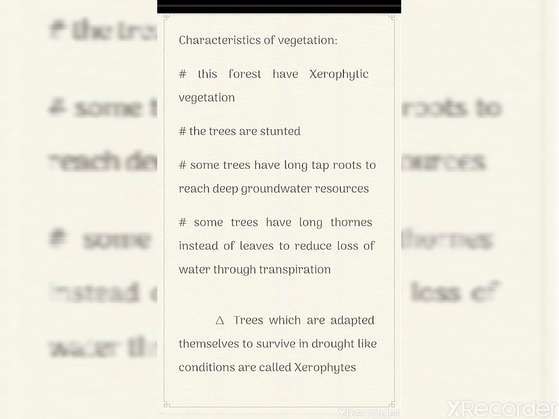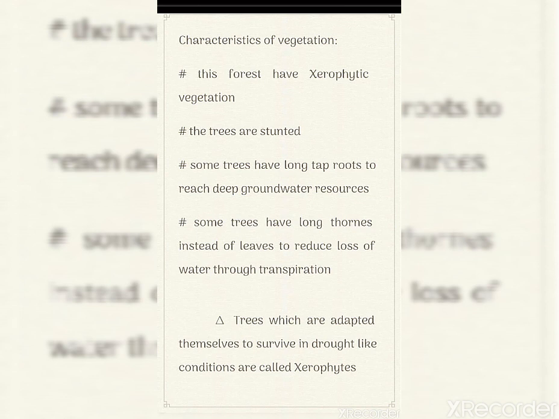Here the trees are stunted, meaning they are short in height. Some trees have long tap roots to reach deep underground water resources. These tap roots help the absorption of water from the underground. Some trees have long thorns instead of leaves to reduce loss of water through transpiration.